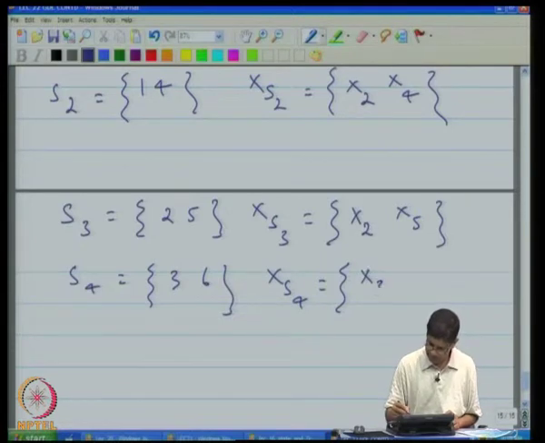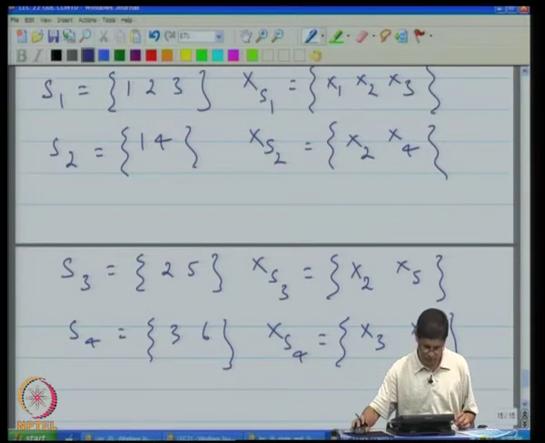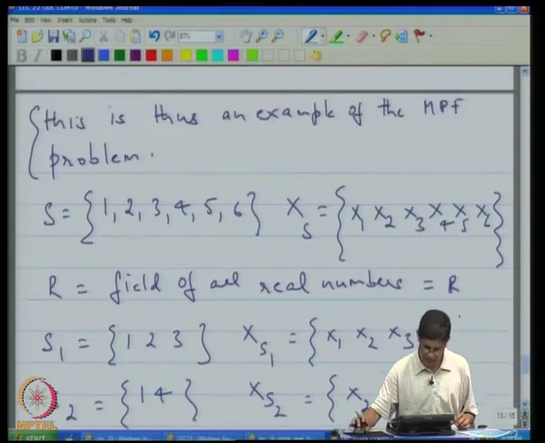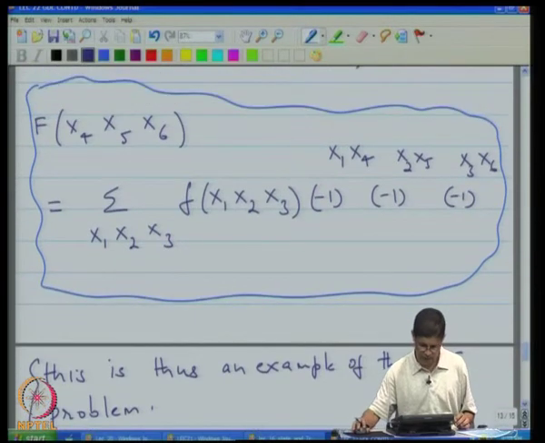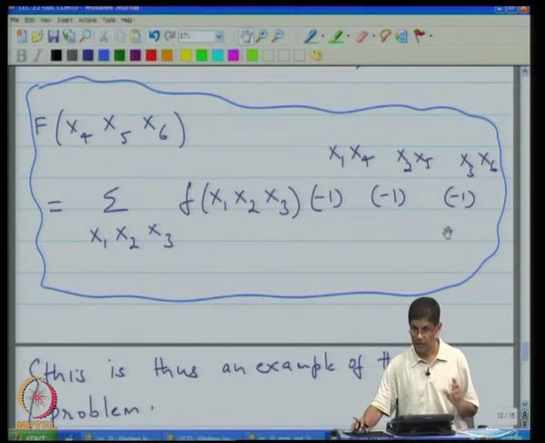This is x3, x6. Okay. So, we have got 4 local domains right now. So, we have the local domains that correspond to 1, 2, 3, 1, 4, 2, 5, 3, 6. But we are not done.